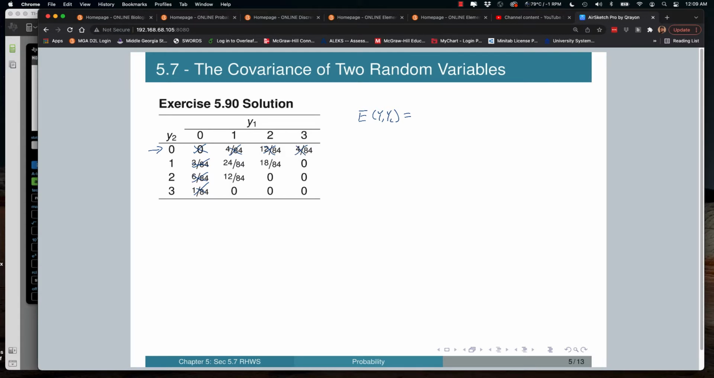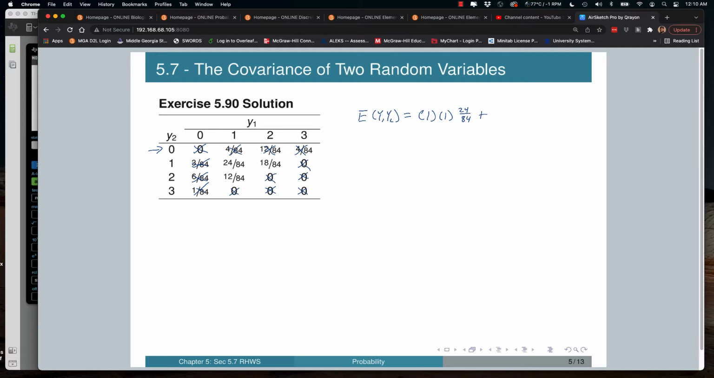Because there's a 0, anywhere there's a 0 is automatically going to cancel out because it's not going to add anything to our probability. So we really need to concentrate on those 3 middle guys there, and what they multiply out to. So for the 24 over 84, it's in the one column, one row, so we get 1 times 24 over 84.